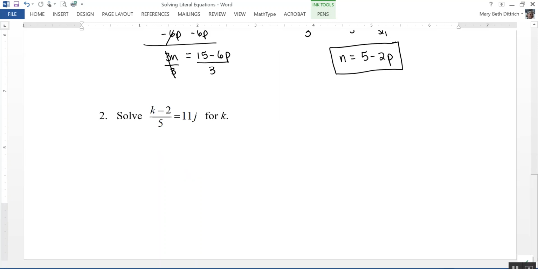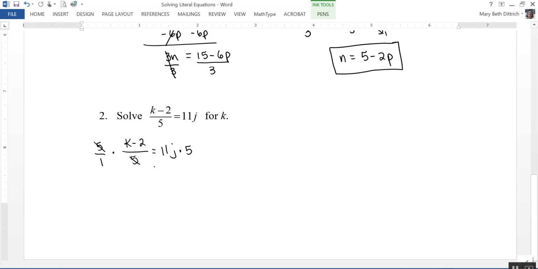I have k minus 2 all over 5 is equal to 11j, and I need to solve that for k. So I need to get k by itself. What's happening to k? K is having 2 subtracted from it, and then the whole thing is being divided by 5. So I'm going to rewrite that down here to give myself a little more room. I want to undo that backwards. So I want to undo dividing by 5 by multiplying both sides by 5.